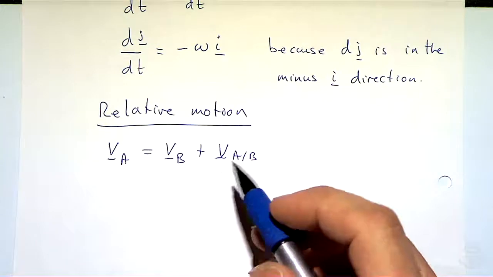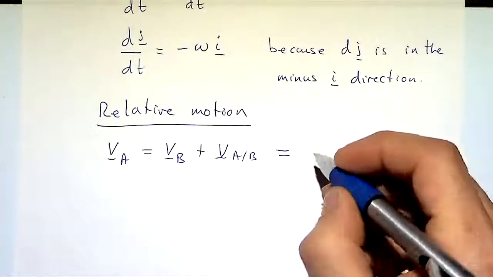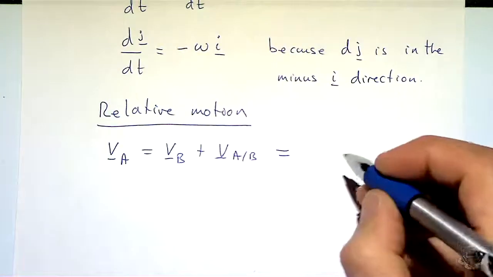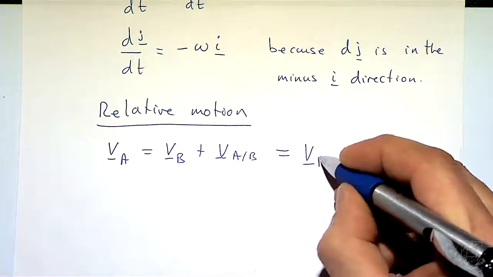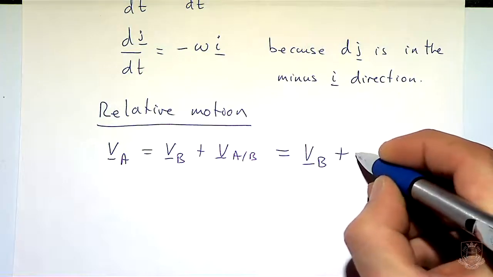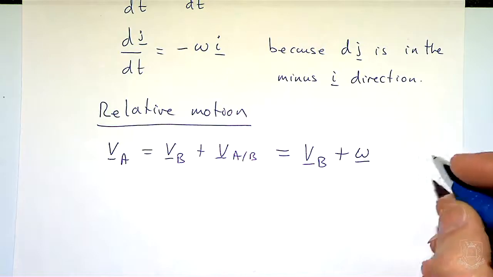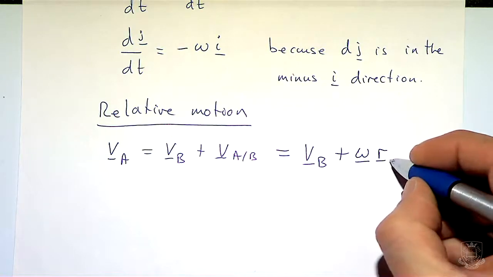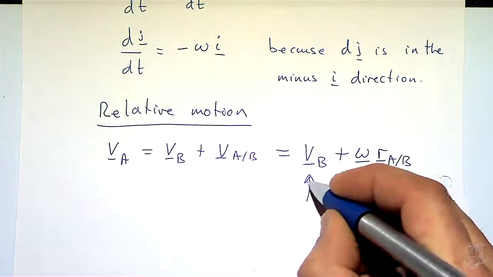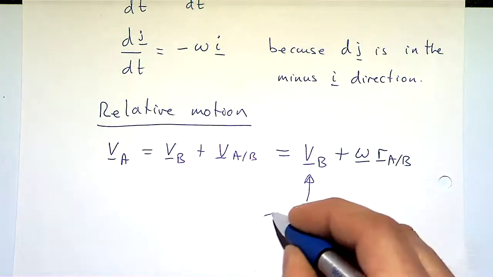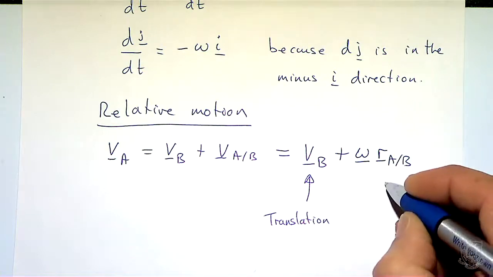So what we're going to do is work in a situation where we take these components and turn them into a translation and a rotation. So this is equal to VB plus some vector omega, which is going to be a rotation, times a distance vector r of A relative to B. We're going to think about this as a translation plus a rotation.